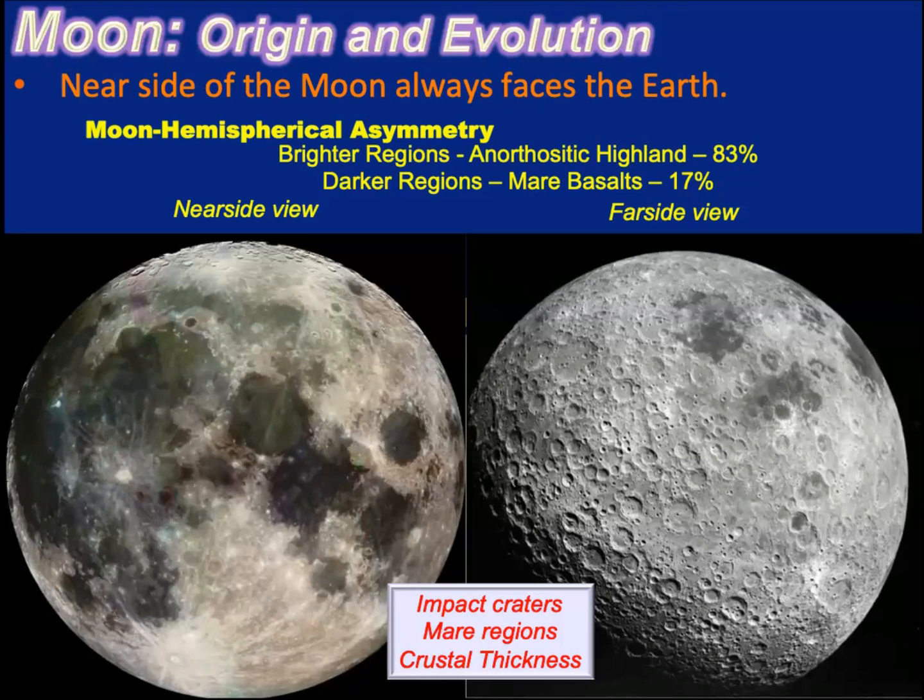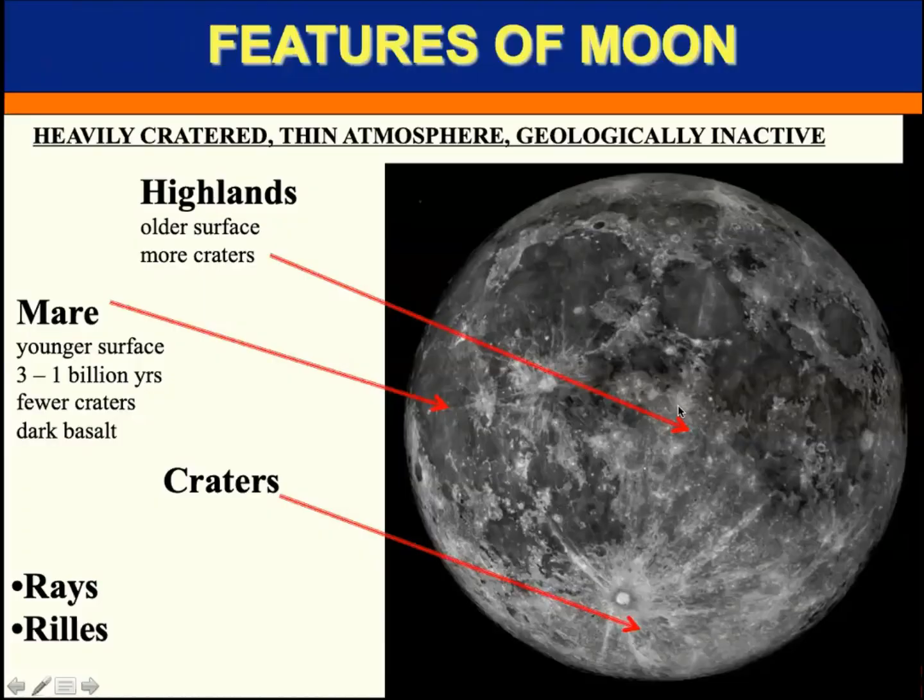So we can define these features based on impact craters, the presence of darker regions, and the crustal thickness. We call this the hemispherical asymmetry of the moon, the feature difference between the near side and far side regions. The brighter regions are known as the highland regions of the moon. This is the primitive crust of our Earth's moon. It is older, formed around 4.49 billion years ago, and it continued up to 4.2 or 4.3 billion years.